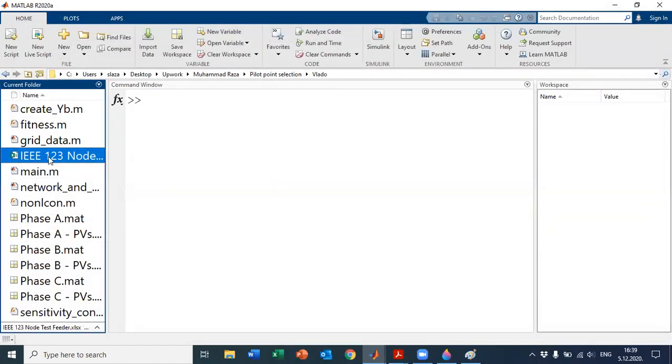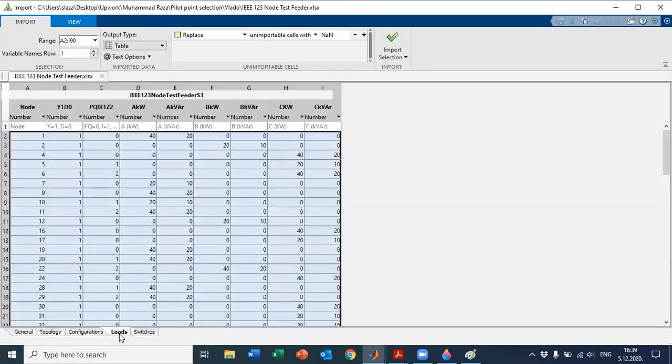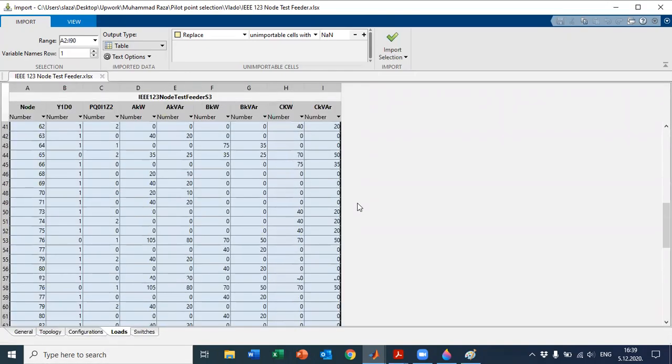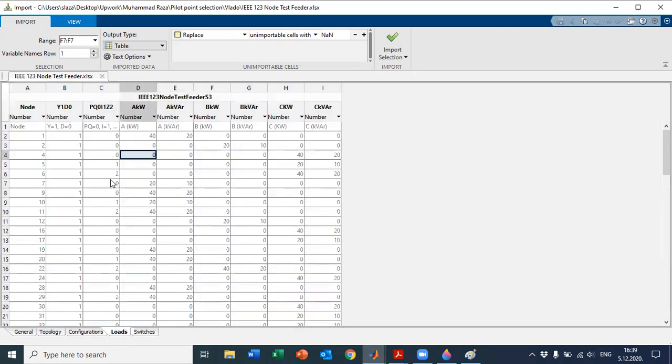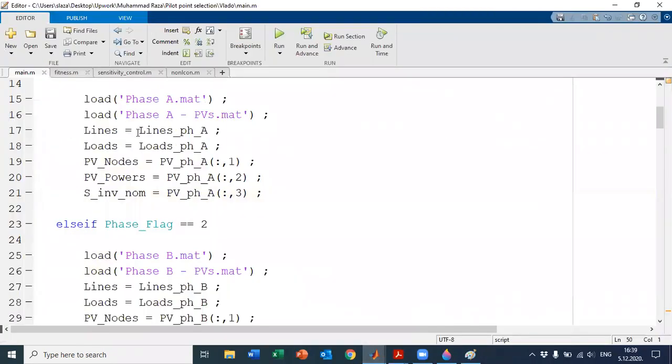Furthermore, as far as the loads are concerned, here you can see that this is already done for us in the site where I took the data from. So basically, every node, in every phase, has its active and reactive power determined. So this is already done for us, the partitioning into three different systems. Now let's go to the code.